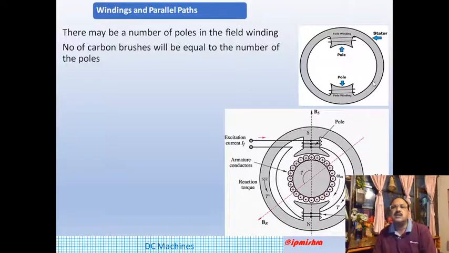In this screen, you can see a DC machine having two projected poles. These projected poles are basically salient poles. With these two poles, this is the field winding wound on the pole, and in the middle is a rotor over which the armature coil is wound. In a DC machine, we are assuming that the field is on the stator and the armature is on the rotor.